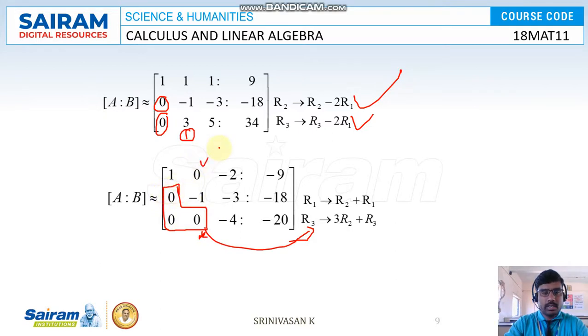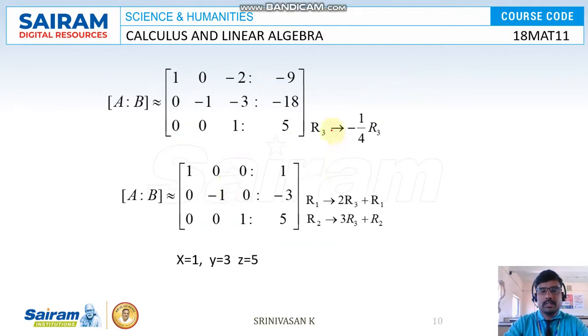After that, if you make here 0 by using this condition, the next one we have to make here 0, and next step we have to make here 0. Okay, this one R3 is to minus 1 by 4 into R3. And next, so if you want to make here 0, I use this condition, and you have to make here 0 by using this condition. Okay, and this is the coefficient. So x equal to 1 and y equal to 3 and z equal to 5.